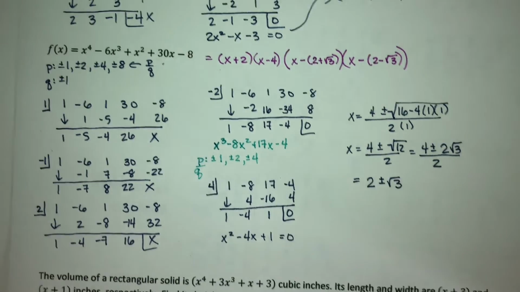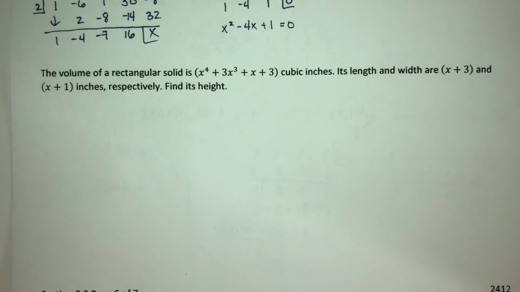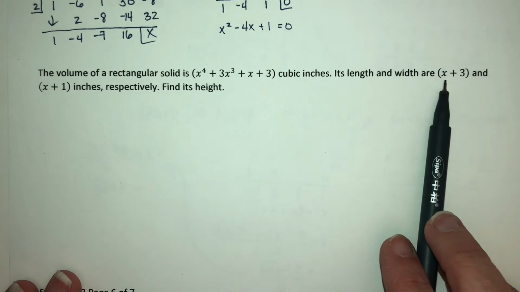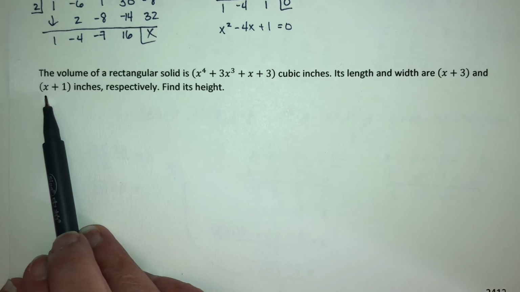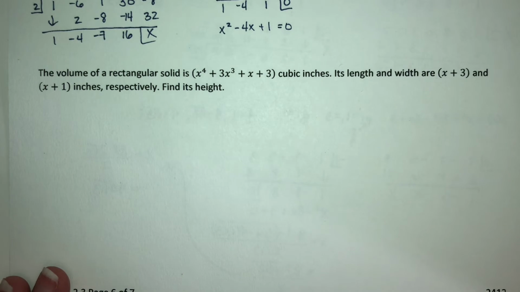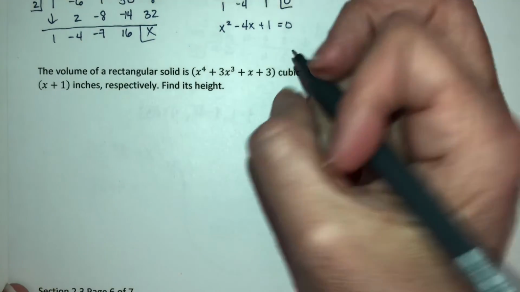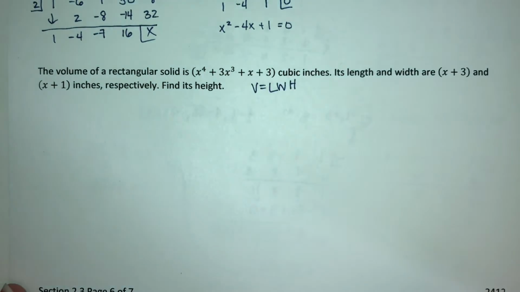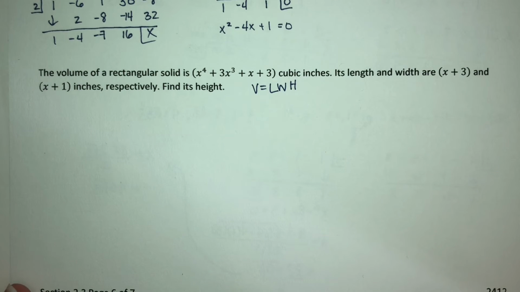Okay, let's look at an application problem. The volume of a rectangular solid is x to the 4th plus 3x cubed plus x plus 3 cubic inches. Its length and width are x plus 3 and x plus 1 respectively. Find its height. So first we need to remember the formula for volume of a rectangular solid, which is length times width times height.